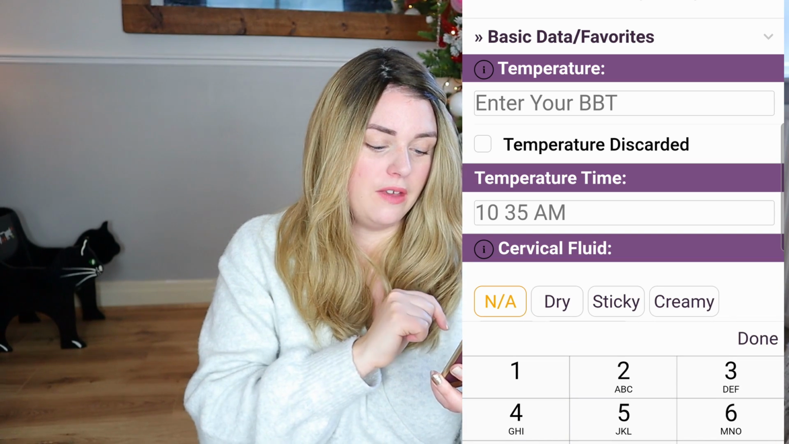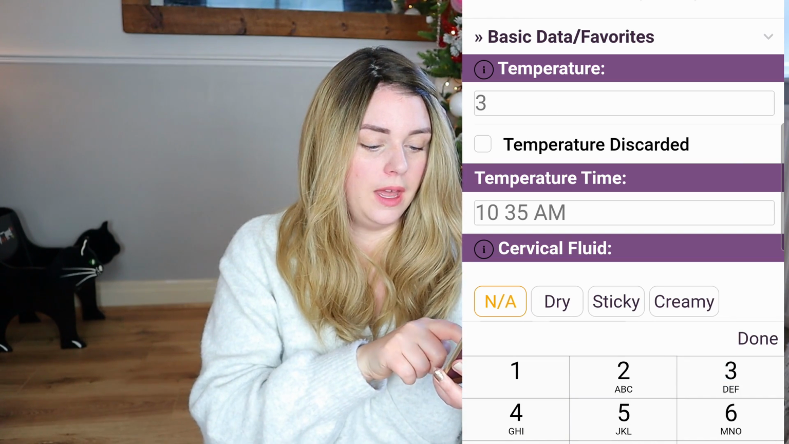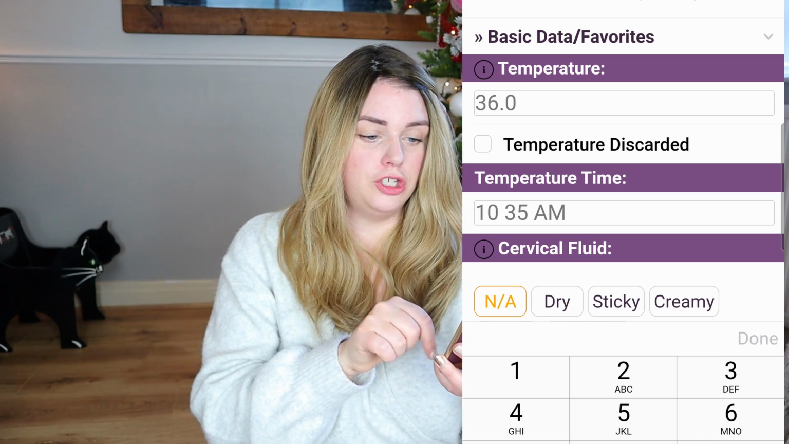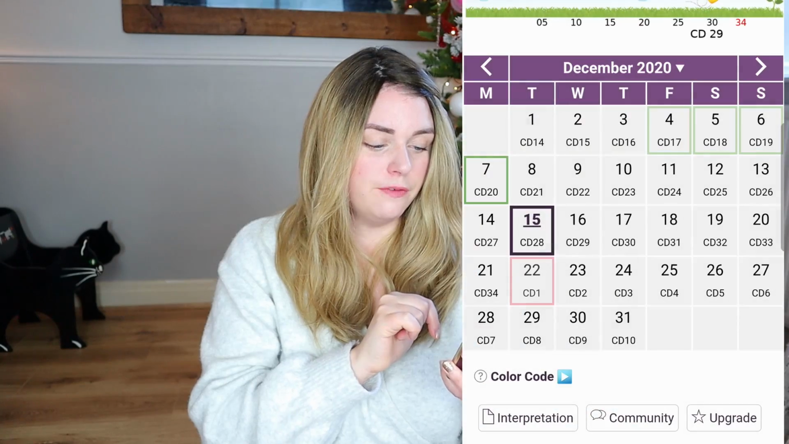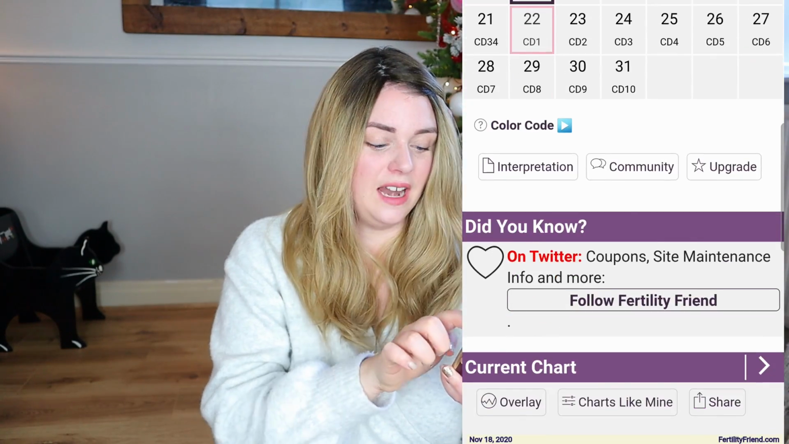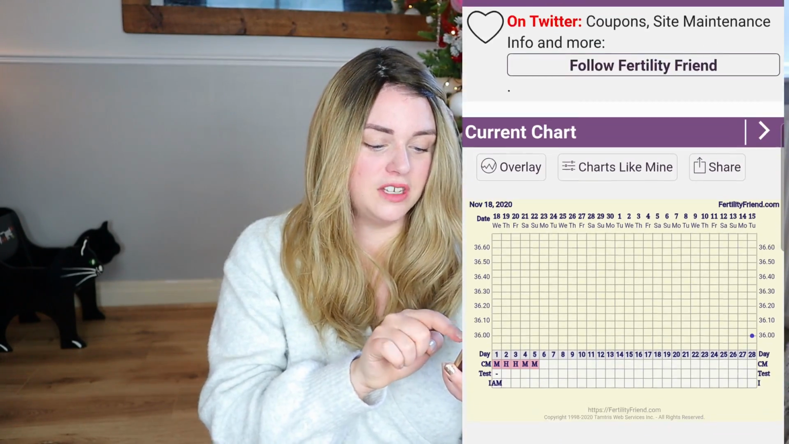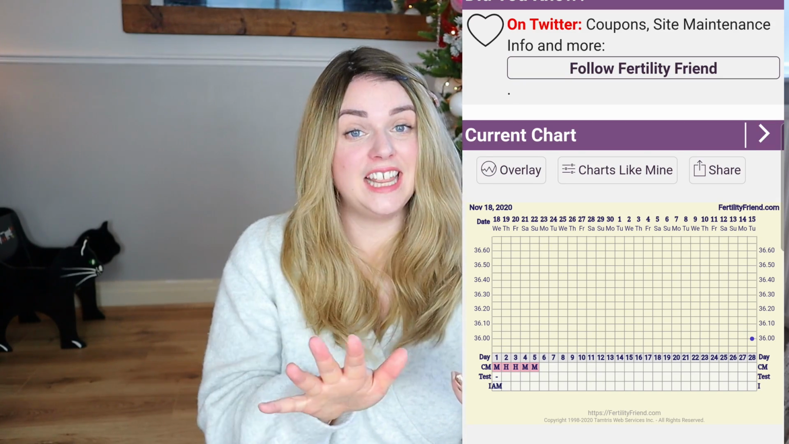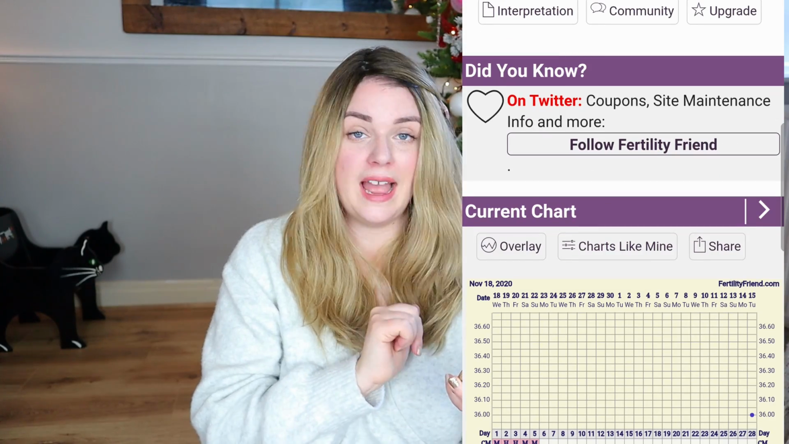So for example, if I had a BBT of, let's say 36 degrees, then I would just put that in there and save, and it would save there. Now you can't see it on the calendar, but if I go down to the little chart, you can see that little blue dot there next to 36. You can't see anything else on my chart because, as I said, for this month, I haven't actually been charting. But if I were, you'd be able to see a chart similar to the one that I just showed you before. So that is it. It's that simple. And whichever app you have will be relatively similar.